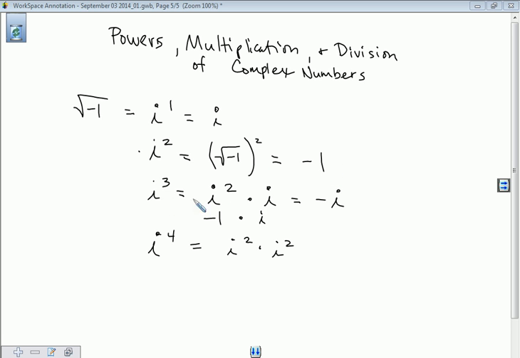i cubed could be rewritten as i squared times i. Well, i squared simplifies to negative 1, so negative 1 times i is negative i. i to the fourth is i squared times i squared, which is negative 1 times negative 1, which is 1.